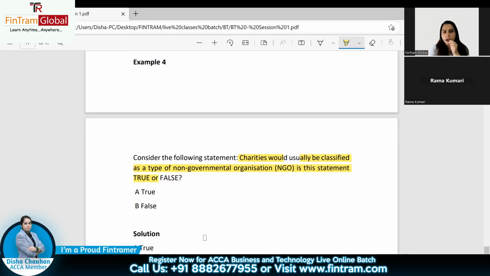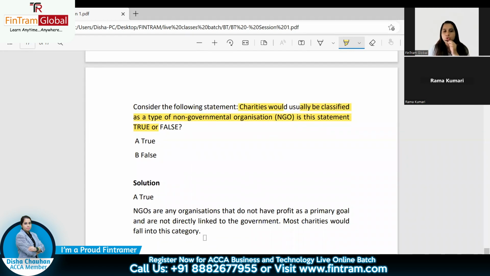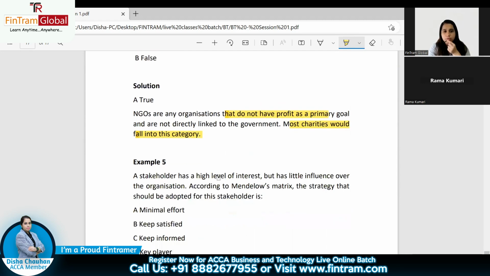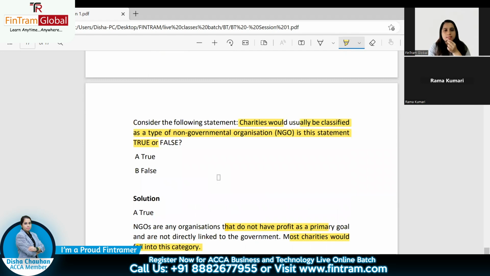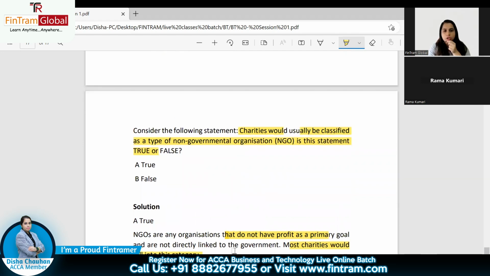So that's why this statement is true, because NGOs are those organizations that do not have profit as their primary objective or primary goal, and of course they are not linked to any government, and most of the charities are going to be falling into this category, because many people open up charities to help a particular section of society, right? Their main aim is not definitely profit. So that's why this statement is hence true. And the last question is related to Mendelow's matrix, which we have not done. That part is left, so we will leave that question for now.